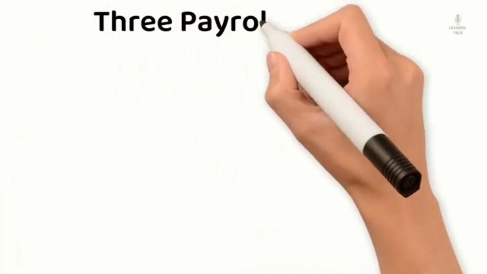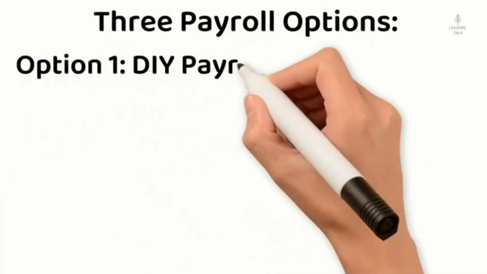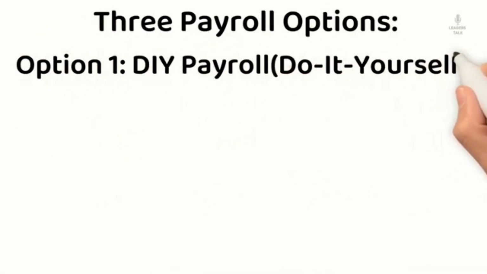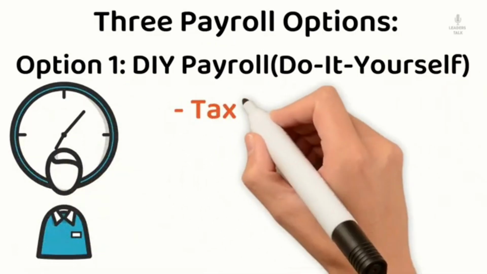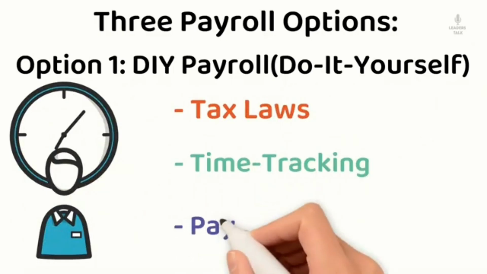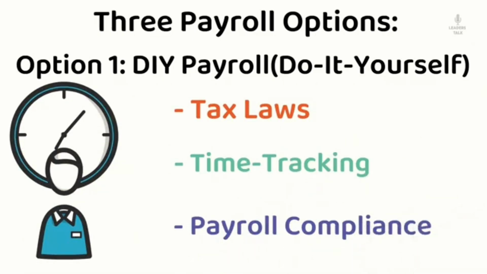Number 1, 3 payroll options. You have 3 payroll management options, each with pros and cons. Option 1, DIY payroll, do it yourself. Best for freelancers or businesses with less than 5 employees. Requires knowledge of tax laws, time tracking, and payroll compliance.